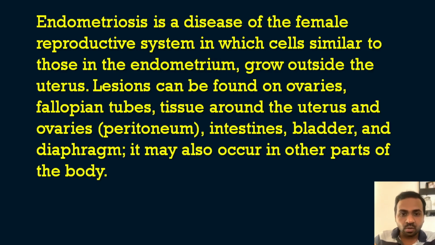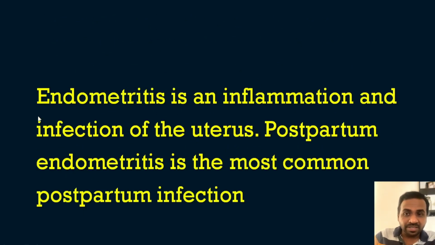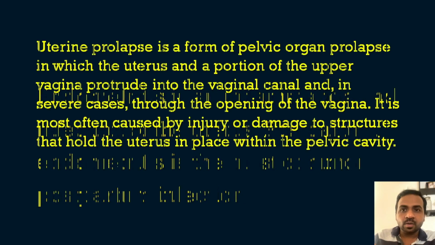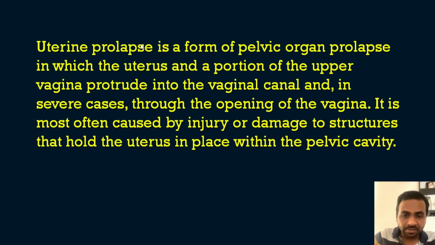The other two options we can also see. The other option was endometritis. The suffix "itis" means inflammation. This is the inflammation and infection of the uterus, and postpartum endometritis is the most common postpartum infection. So that is another key message for you. The next option was uterine prolapse. It is a form of pelvic organ prolapse in which the uterus and a portion of the upper vagina protrude into the vaginal canal, and in severe cases through the opening of the vagina. So that is uterine prolapse.